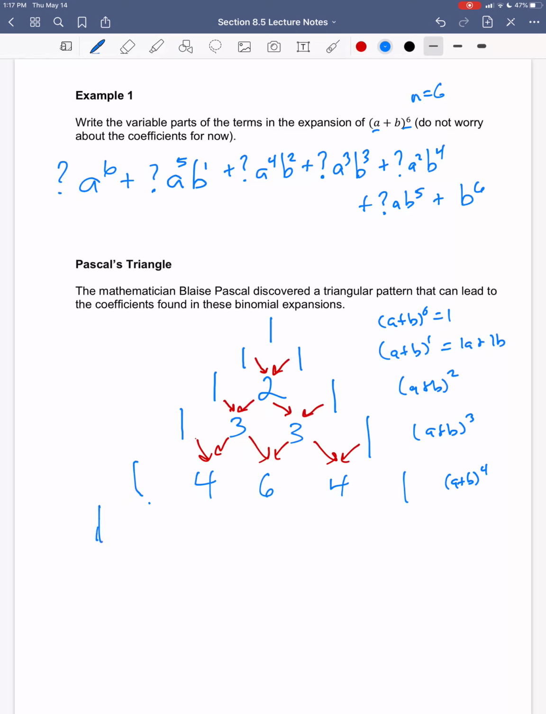I start with the 1. 1 plus 4 is 5. 4 plus 6 is 10. 6 plus 4 is 10. 4 plus 1 is 5. And I have a 1. That would be (a + b) to the fifth.